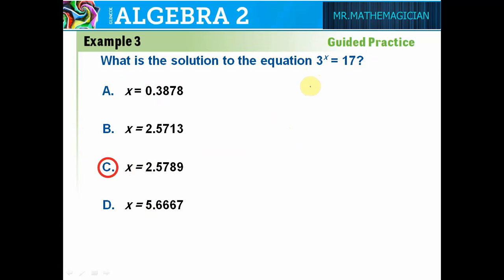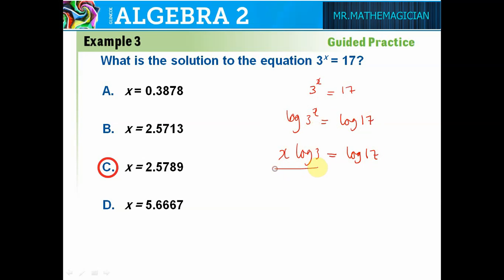This is the original equation. 3 to the power of x equals 17. I'll take log for both sides. So log 3 to the power of x equals log 17. I'll take this x in front, so x log 3 equals log 17. This is called the power property.